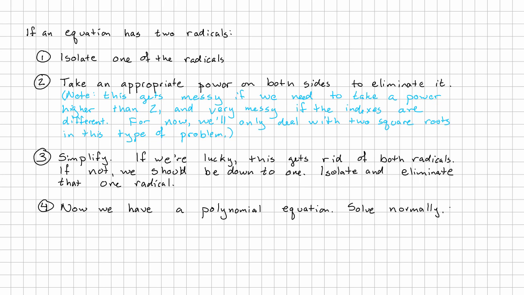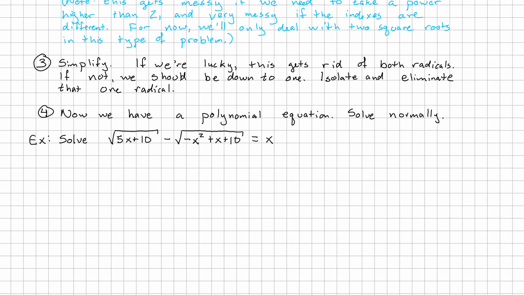So I'm going to show you another example, and then I'm going to give you one to try. So suppose we want to solve this equation. We want to start by isolating one of the radicals. So looking at this equation, I'm going to choose one of my radicals to get rid of first. Since I have subtraction here, I think it's easiest to choose just to add the second one to both sides. So I'll have the square root of 5x plus 10 equals x plus the square root of negative x squared plus x plus 10.